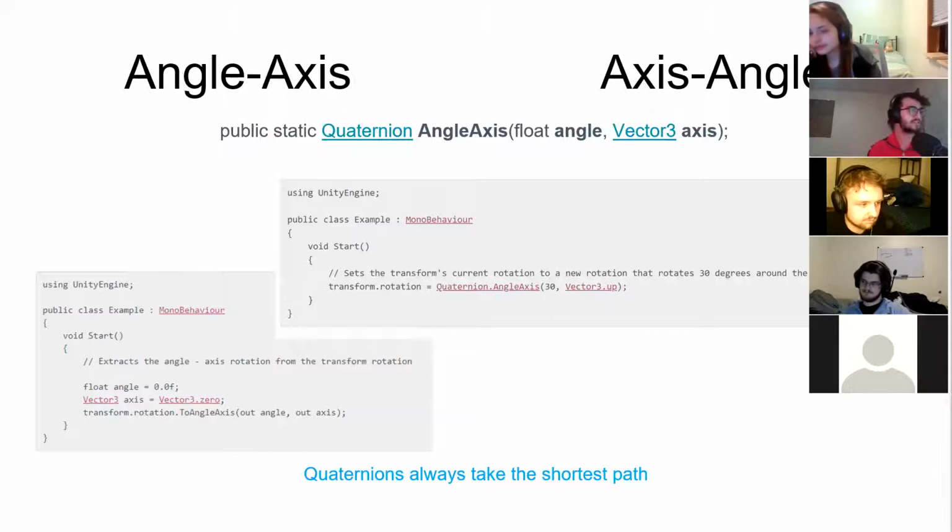Yeah, and then there's the similar rotation thing on transforms in Unity. That's ToAngleAxis, where you can find the angle and the axis from the existing rotation of the quaternion. I don't know exactly what this is useful for, but I'm sure there are some uses for it.